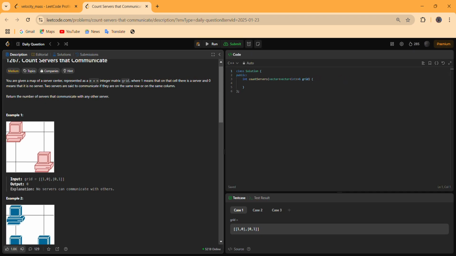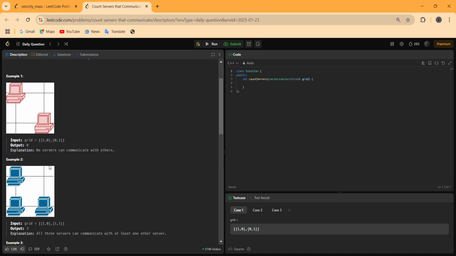In this, we are given an m cross n integer matrix where 1 means that there is a server on that place and 0 means that there is an empty cell. Two servers are said to communicate if they are on the same row or on the same column. Return the number of servers that communicate with any other server.